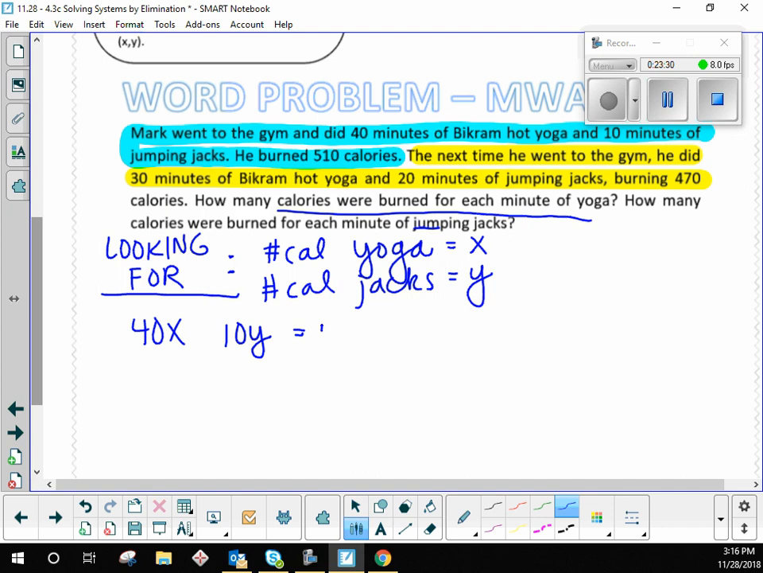All together, he burned 510 calories. And what am I going to do with these two things? Plus, right? So what do you think for the yellow information? What's my equation going to look like?